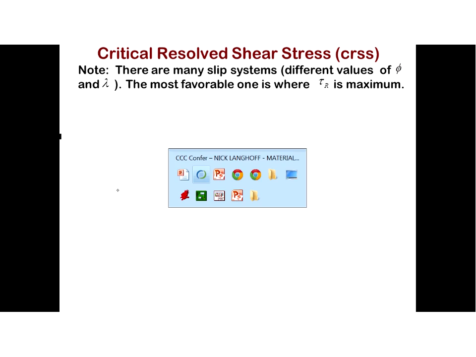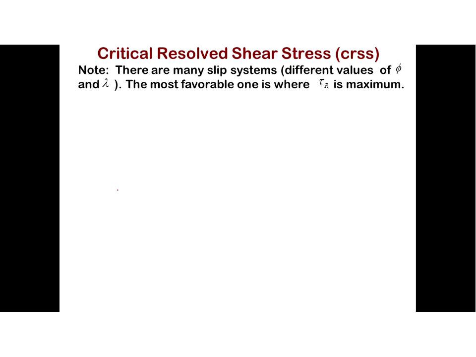Okay, so let's welcome back, everybody. Let's pick up where we left off. What I want to talk to you about now is the critical resolved shear stress, or tau sub CRSS. As we just mentioned shortly ago, there are many different slip systems, places that slip could occur. So which direction is the slip going to happen in? If there are 12 slip systems in an FCC crystal, which of those planes and directions is the slip going to occur in?